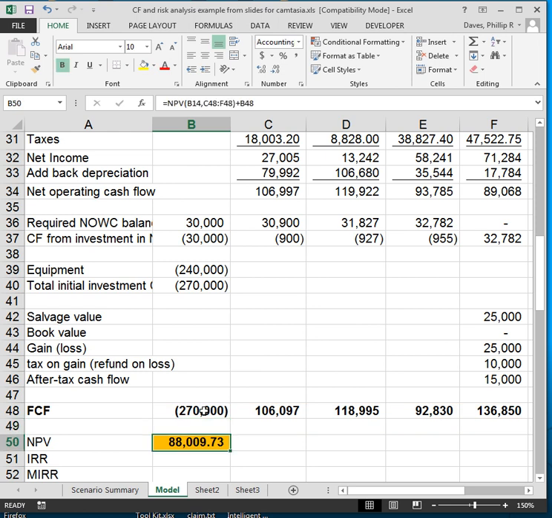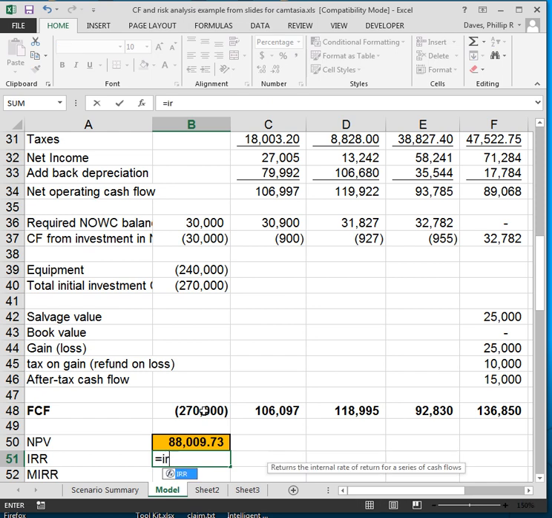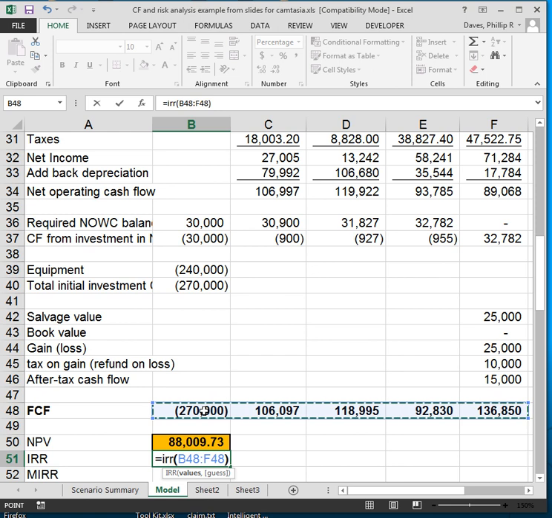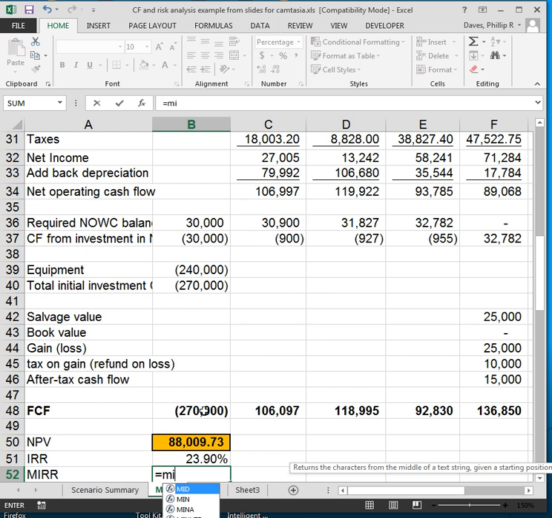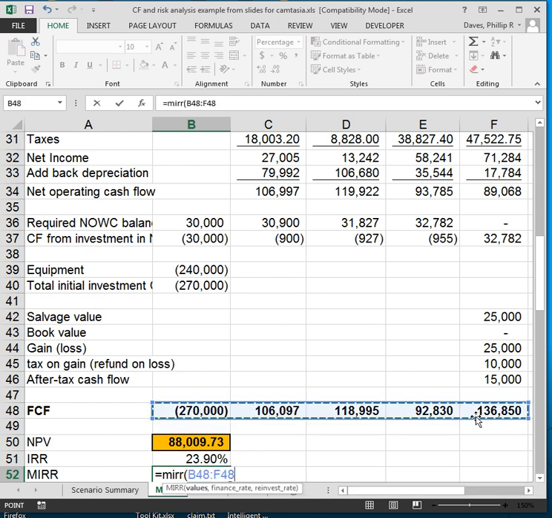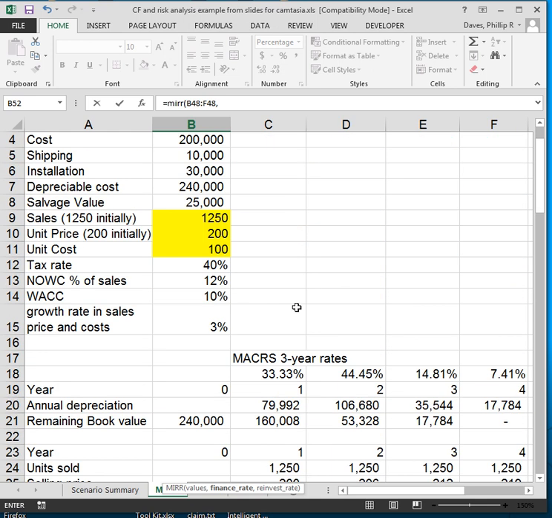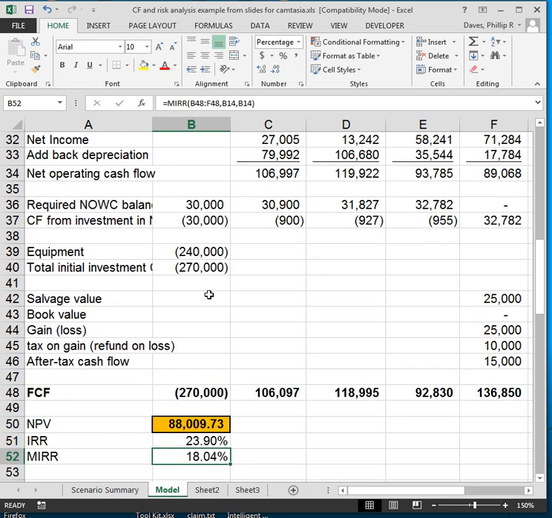We can now calculate the internal rate of return as well. In that case, with internal rates of return, you highlight all of the cash flows, 23.9%, and then a modified internal rate of return. Again, you highlight all of the cash flows, and in this case we'll use the weighted average cost of capital as the financing rate and as the reinvestment rate. And that gives us an 18.04% modified internal rate of return. And we are done with the cash flows.